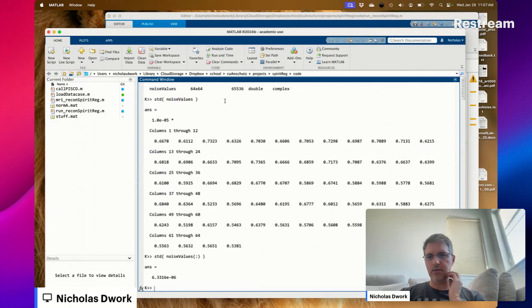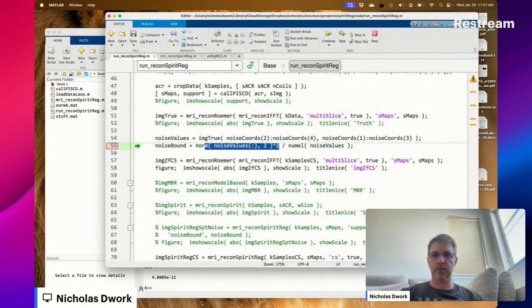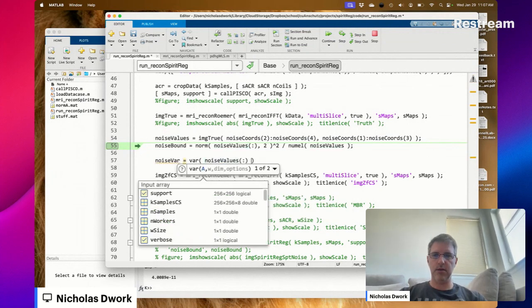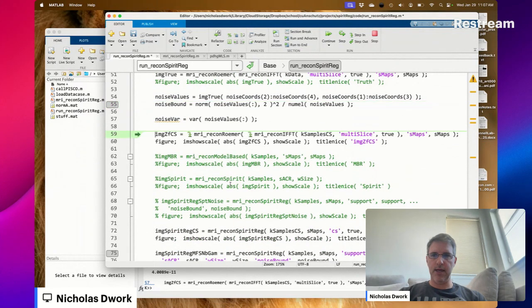Why is the standard deviation of noise values real? Of complex noise values. Noise standard is equal to... noise variance is equal to the variance of noise values. The interesting point is that that is like 1 times 10 to the 5.